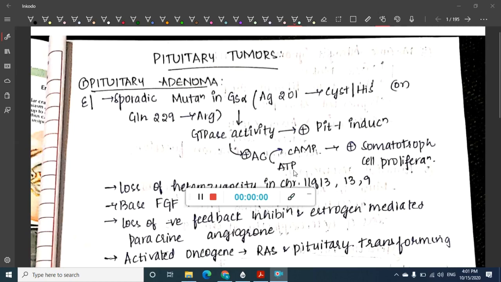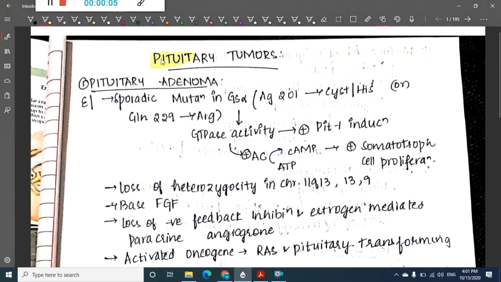Hello friends, welcome to a new topic today. In this chapter, we are going to learn about pituitary tumors. In the pituitary tumors, the first tumor which is important here is pituitary adenoma. First we will see the etiology of pituitary adenoma.